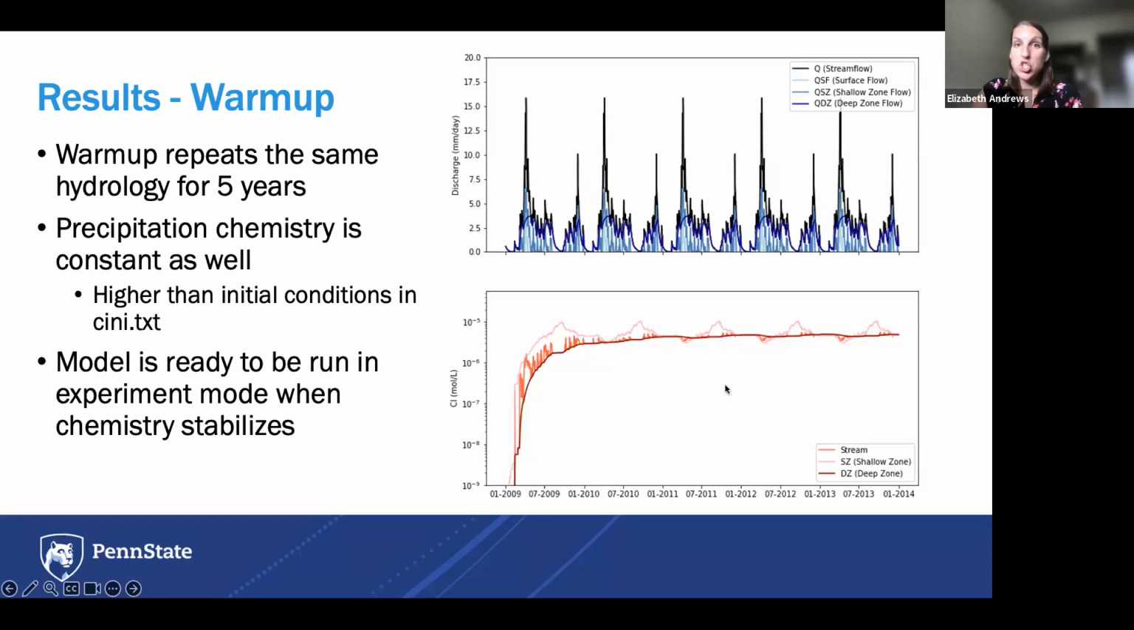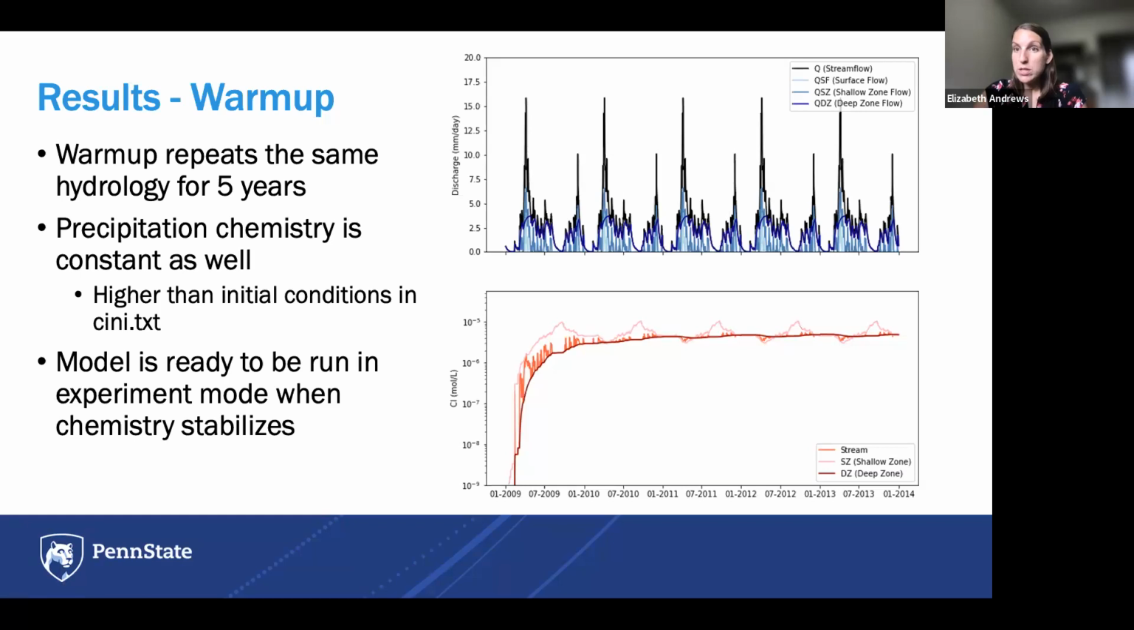We don't have as much change in the concentration in any of the zones through time, other than what happens annually. And so once the chemistry stabilizes, it tells us that the model is ready to be run in experiment mode because we've reached a sort of steady state. It's not going to change until we perturb the system. So let's go ahead and do that.